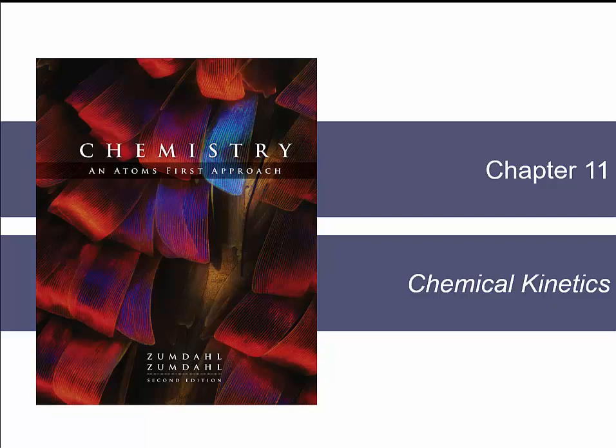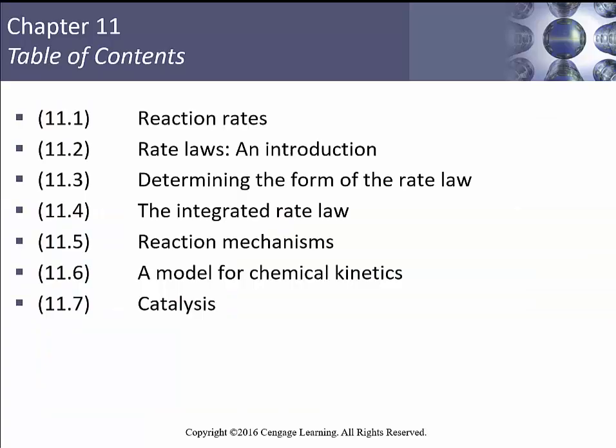Chapter 12, Chemical Kinetics. This chapter is going to be all about the rates of reaction. How fast does a reaction happen? It's not going to cover how spontaneous a reaction is. It's not going to cover whether something is thermodynamically favorable. It's not going to cover percent yield, but it's going to talk about how fast a reaction happens.